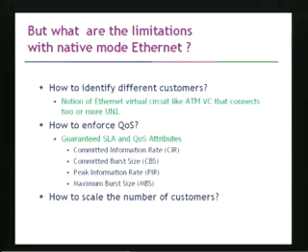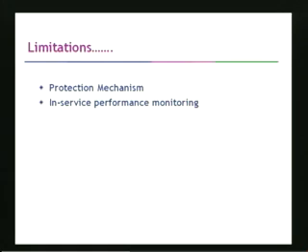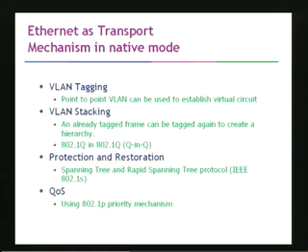So there are possibilities. We will see how some of these limitations in native mode Ethernet can be addressed. By native mode Ethernet, we mean that Ethernet in its native form is used to provide the broadband access. There are some mechanisms which can be used to address these limitations when Ethernet switches are deployed to provide broadband services.